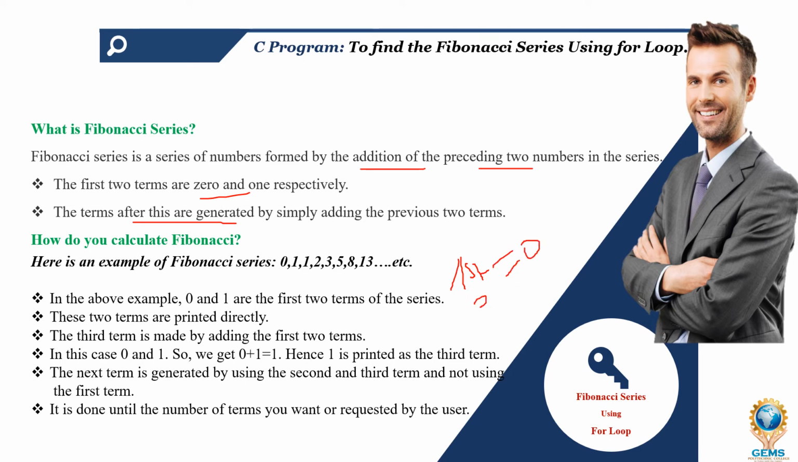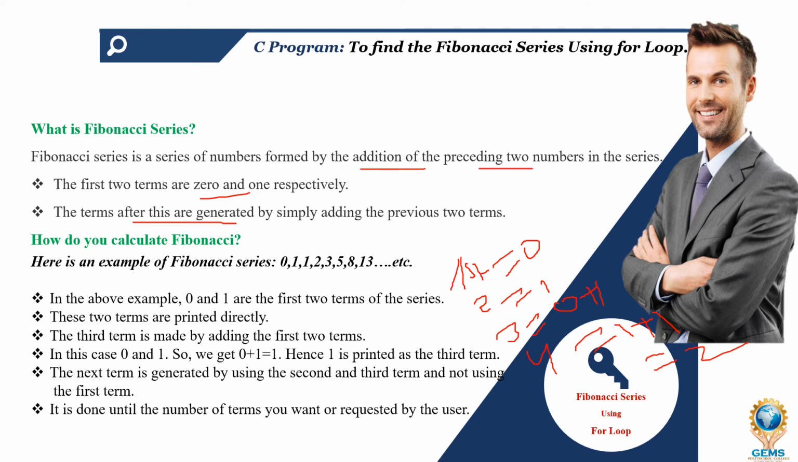I use 0, second I use 1, then the third will be, what will it become? 0 plus 1. So that is the third. Clear? Now the fourth, what will it become? 1 plus 1, that is 2. See here, in the fourth term, 2 is coming. So like this our Fibonacci series works out.